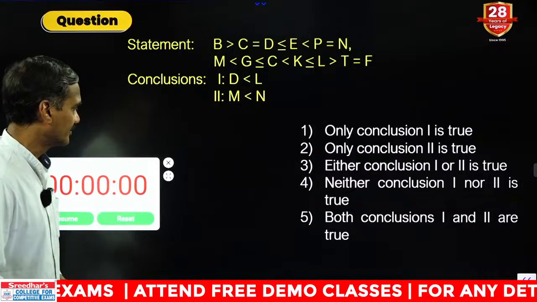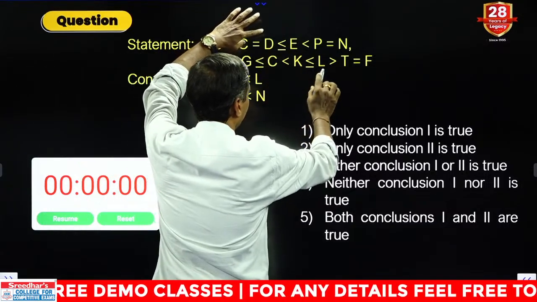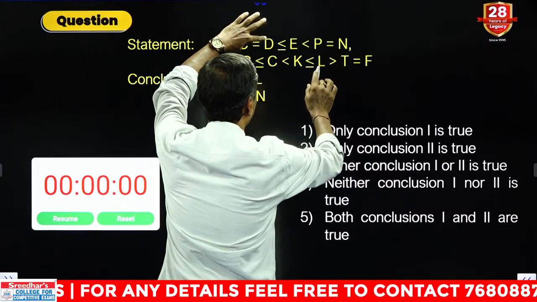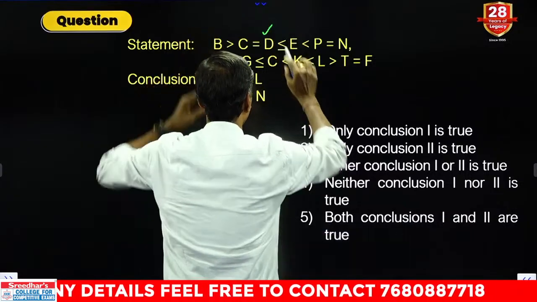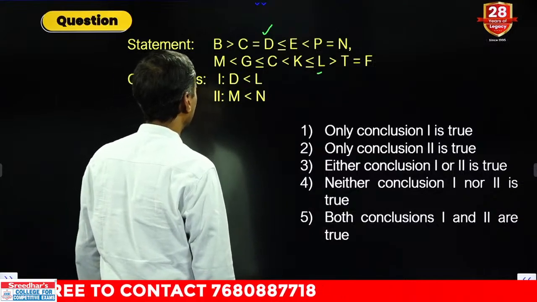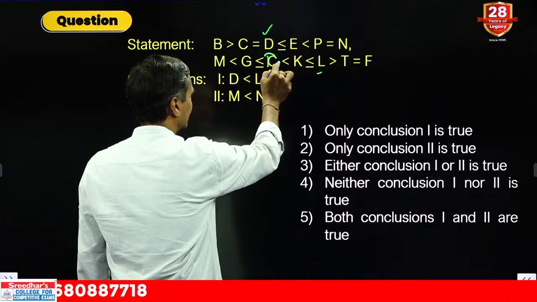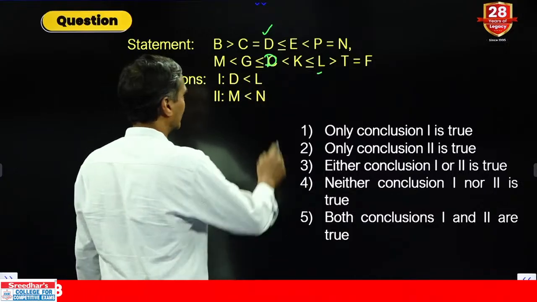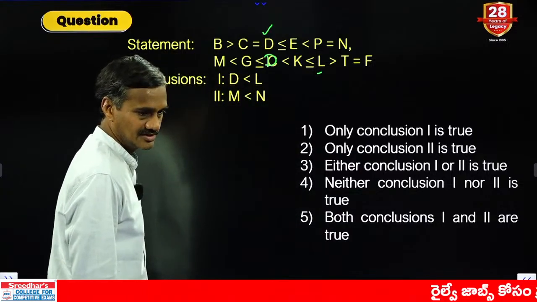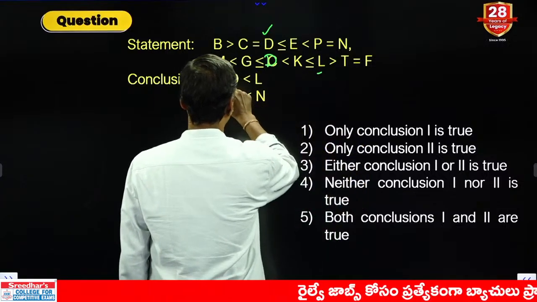Okay, fine. Then coming back to this one, D and L. D is here and L is here. Which element is common between D and L? C is common. C equals to D. In the place of C, I will write D. Hence, what is your answer? Lesser than or equals to. Which symbol is common? Lesser. Hence, D lesser than L. Now, D lesser than L, definitely true.